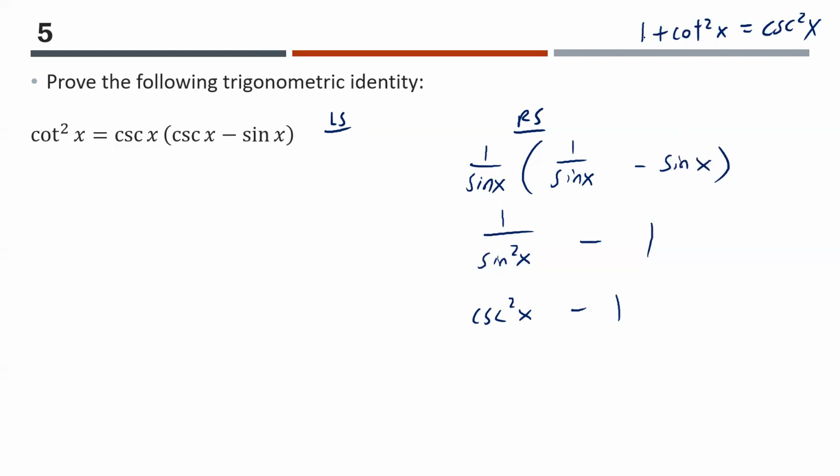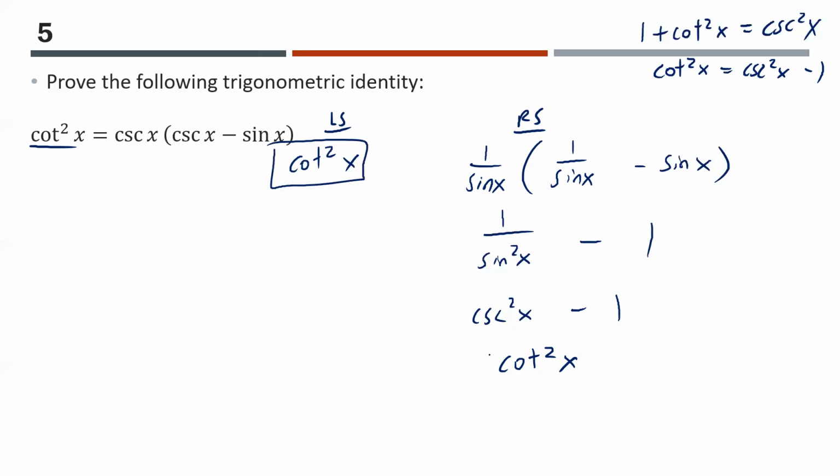If we just minus 1 on both sides, you can see that this becomes cotangent squared x equals cosecant squared x minus 1. Cosecant squared x minus 1 is what we have on the right side of this equation. So I can now replace this whole chunk with cotangent squared x. And why did I do that? Well, look at the left side of the equation. The only thing we had was cotangent squared x. So now I've shown that the left side and the right side are actually identical to each other.